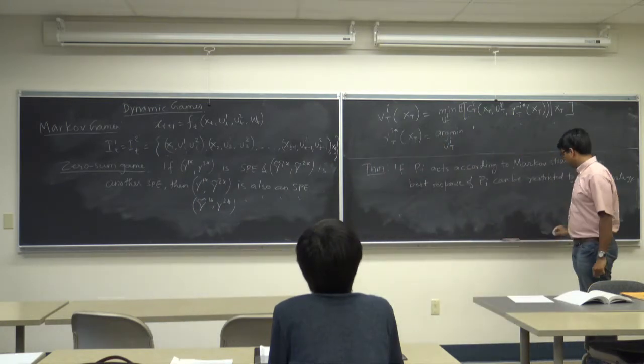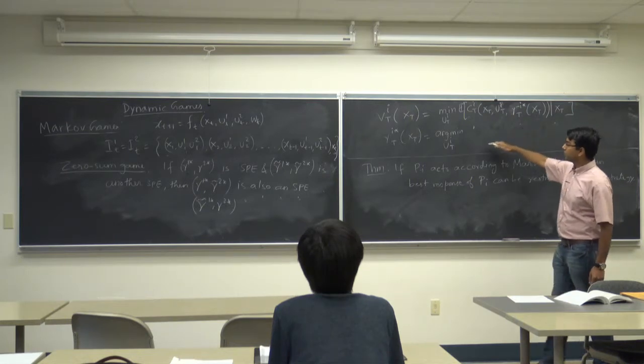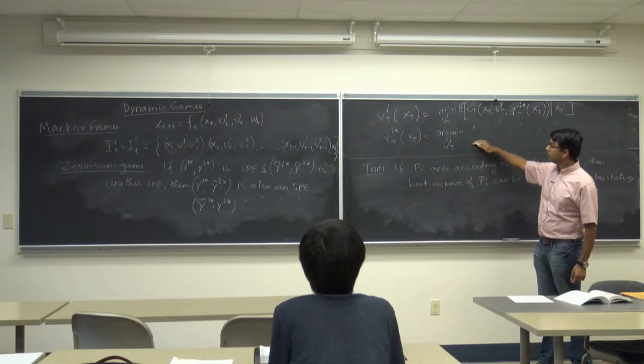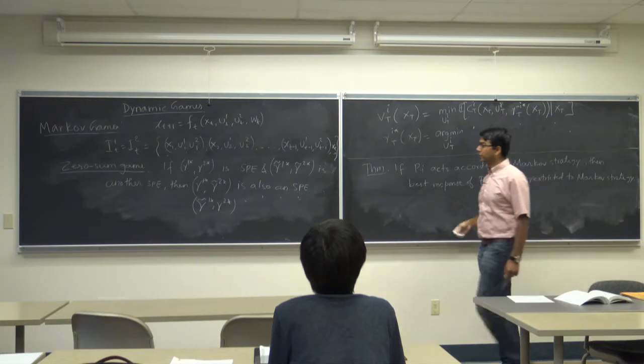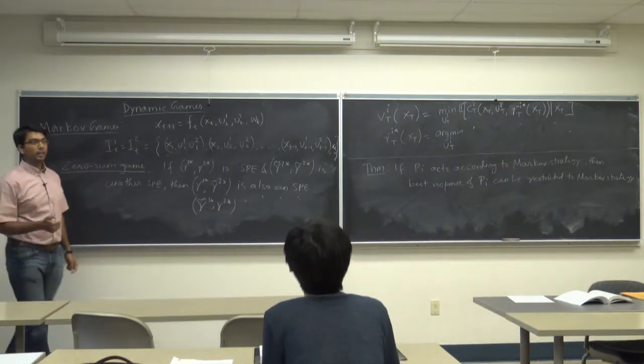So this class of strategy where you restrict the players to use only Markov strategy is known as Markov perfect equilibrium. And the way to compute Markov perfect equilibrium is to go through this backward induction procedure. Okay? Any question on that?